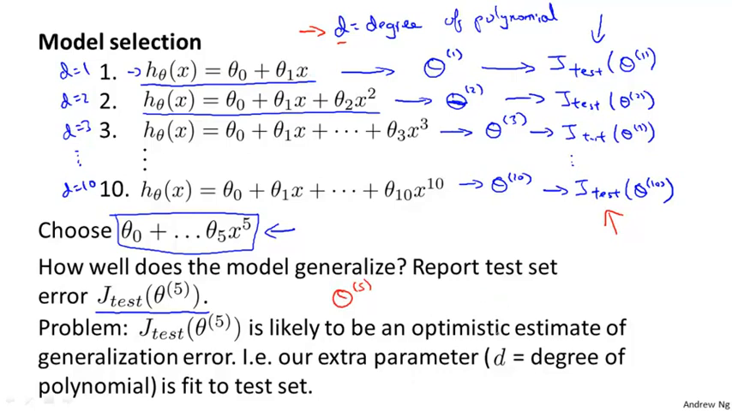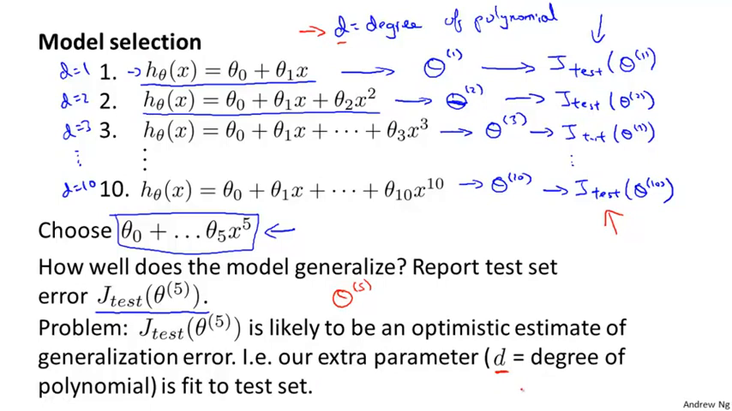Right? Because I have fit this parameter d to my test set, it is no longer fair to evaluate my hypothesis on this test set. It's because I've fit my parameters to the test set, I've chosen the degree d of polynomial using the test set, and so my hypothesis is likely to do better on this test set than it would on new examples that it hasn't seen before, which is what I really care about.